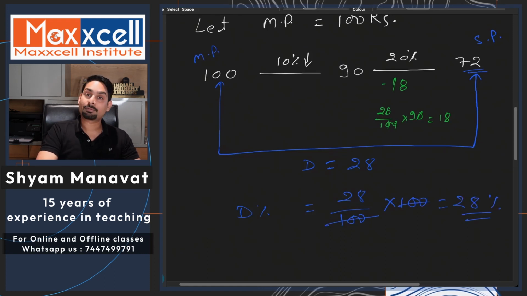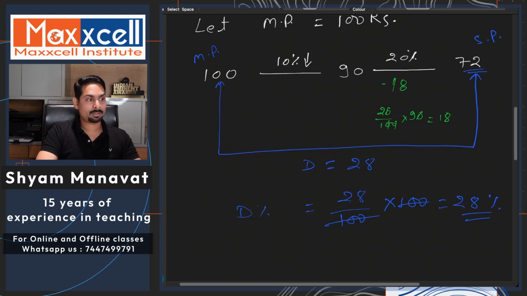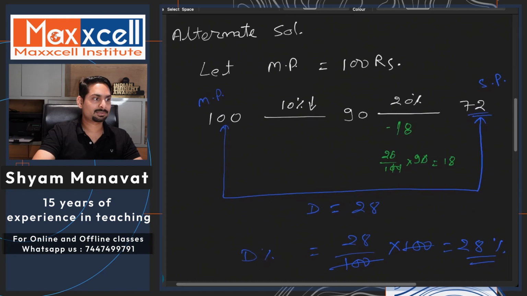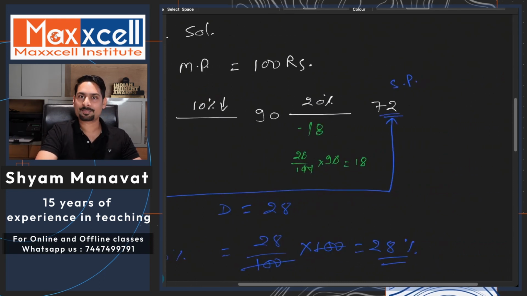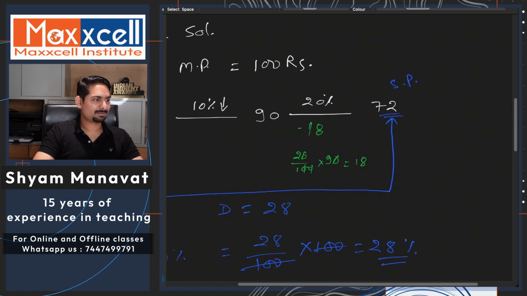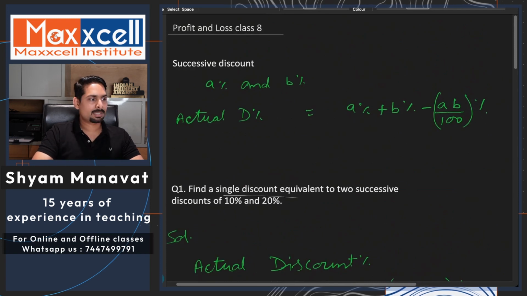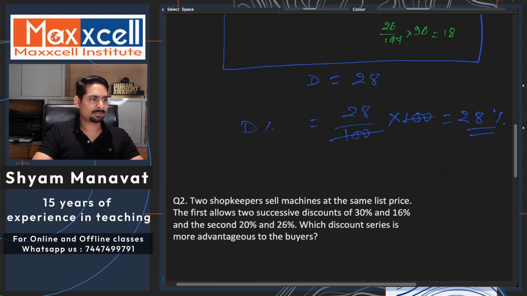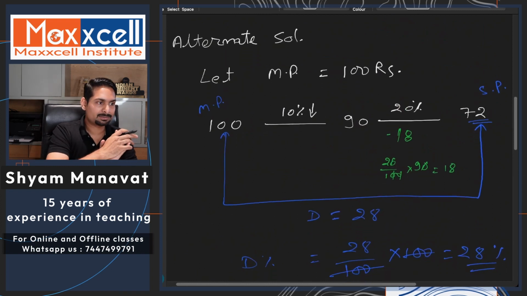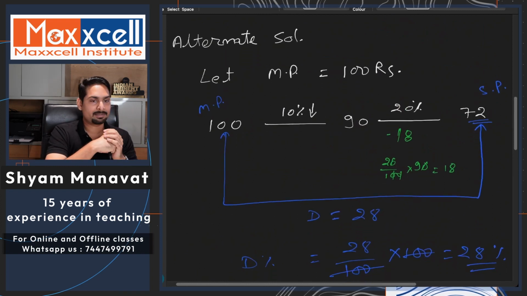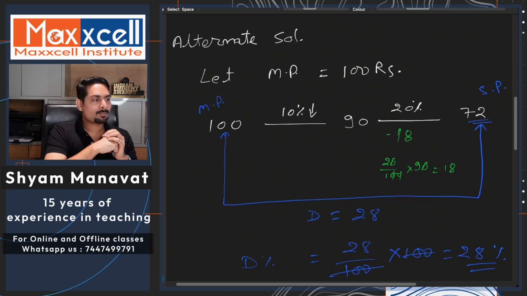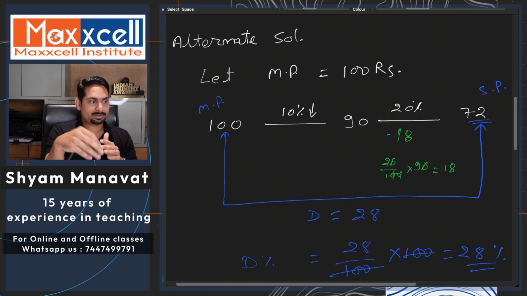Correct? That's the beauty of assuming 100, and that's how you can do it with the basics. So if you have a third successive discount, you can apply the third one on 72 in this case. Okay, so I hope this part is clear. The formula is clear. If only 2 successive discounts are given, you can do that. If you want to use the basics of percentage, you take the mark price to be 100, and you can apply the successive discounts and come to the final selling price.